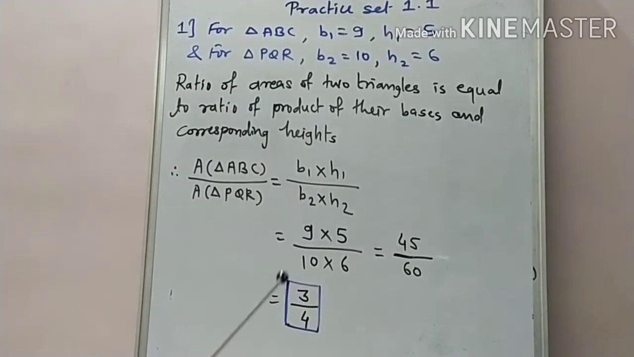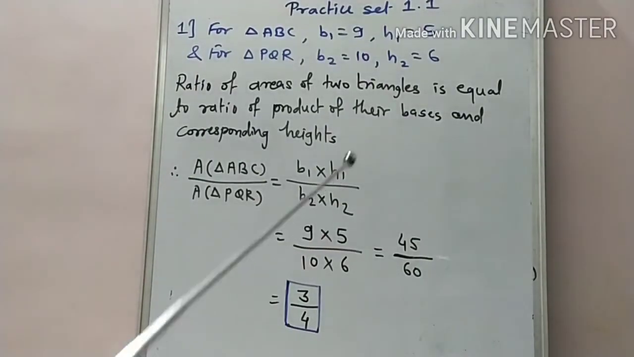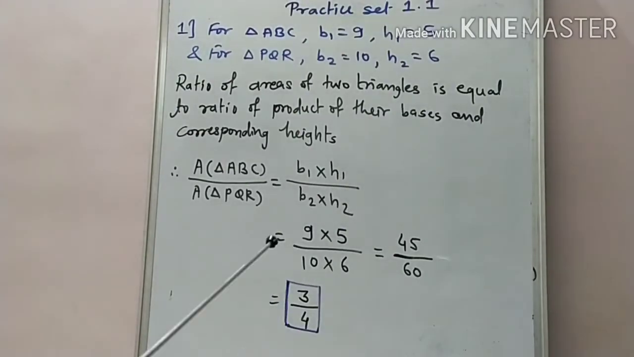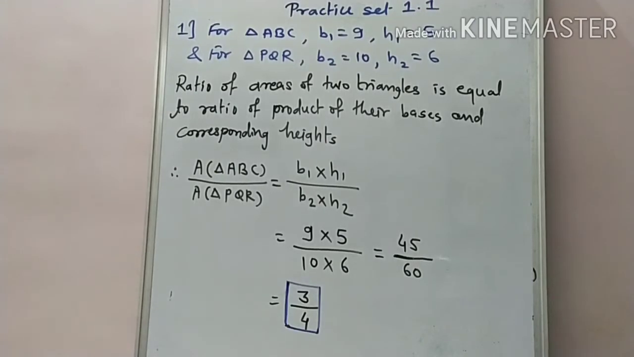So here we simplify: B1 is given as 9 into H1 as 5 upon B2 is 10 into H2 as 6. First we do the product: in the numerator 9 5s are 45, in the denominator 10 6s are 60, and 45 and 60 both have the common factor 15. So we divide both by 15. 15 3s are 45 and 15 4s are 60. So the answer is 3 upon 4, meaning the ratio of areas of the two triangles is equal to what? 3 upon 4. For 2 marks, an example like this is asked in the exam. Okay, students?